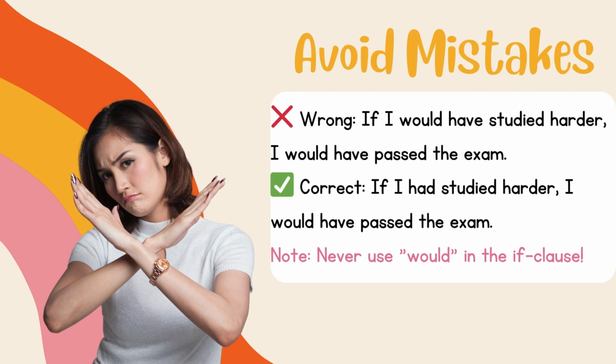Here are some mistakes to avoid. We never want to use would in the if clause. So it's wrong to say, if I would have studied harder, I would have passed the exam. But it's correct to say, if I had studied harder, I would have passed the exam.